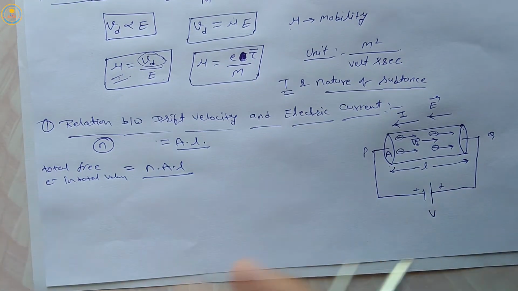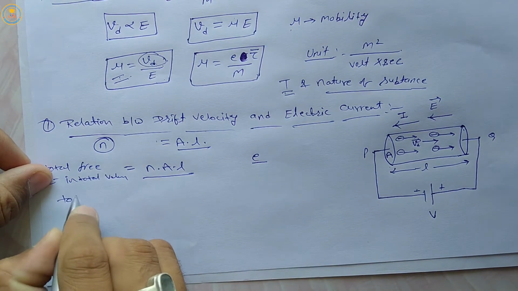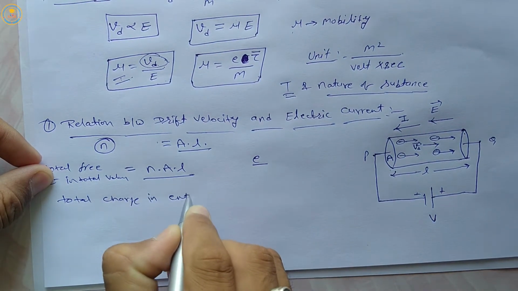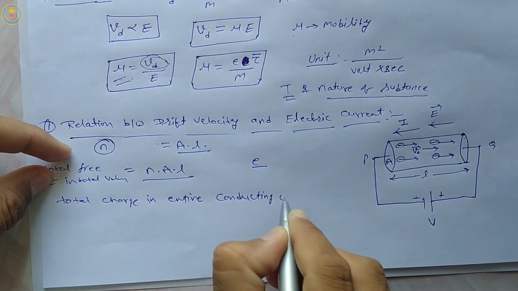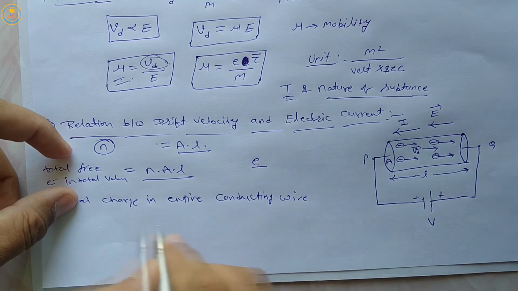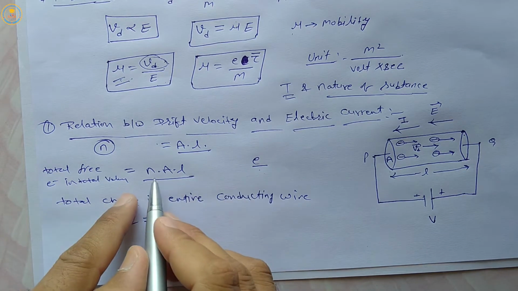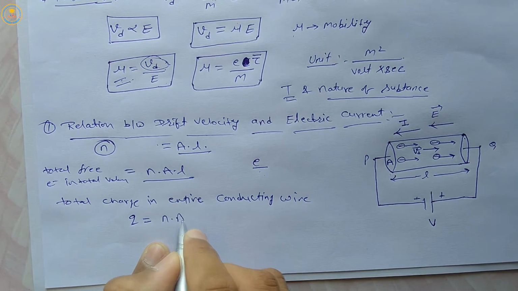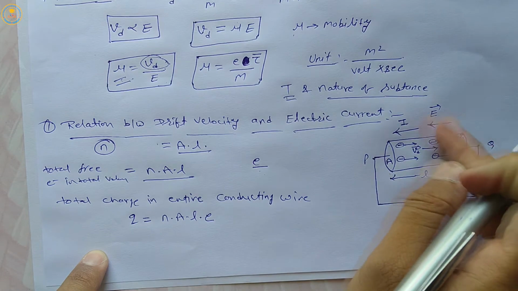And we know that the charge on a free electron is e. Then the total charge in the entire conducting wire, denoted by Q, is equal to the charge of one electron times the total number of electrons. So Q is equal to n into A into L into e. This is the total charge in this conductor.